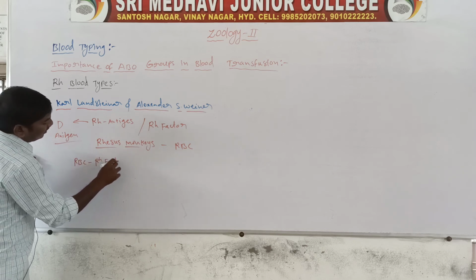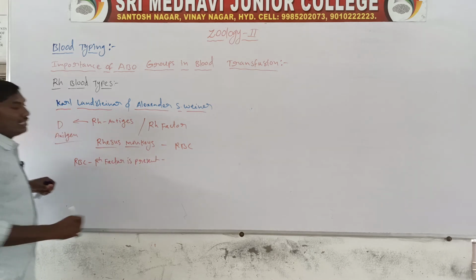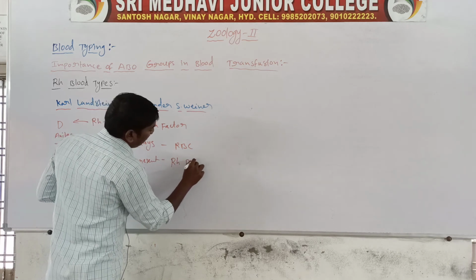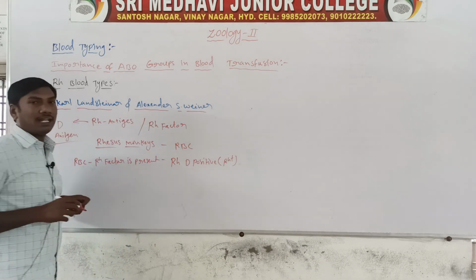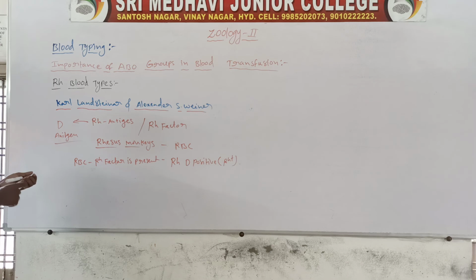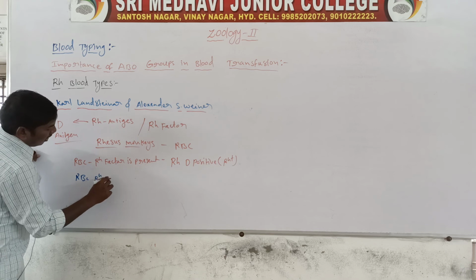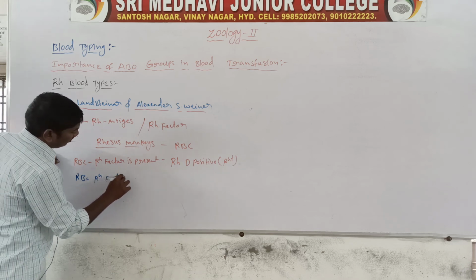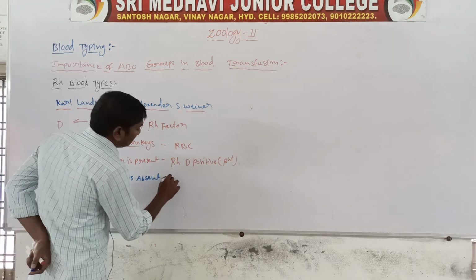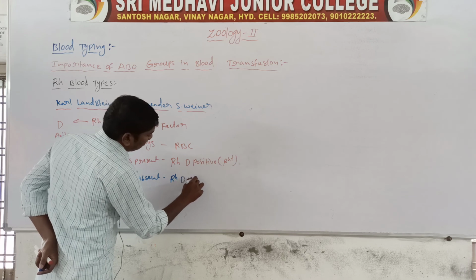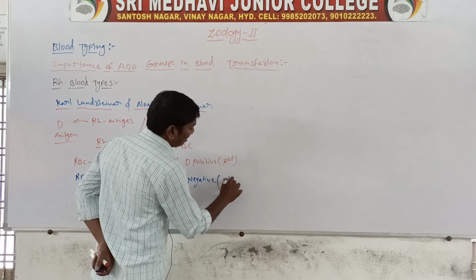If the RH factor is present in the RBC, that blood group is called RH positive. Next one, if the RH factor is absent in the RBC, that blood group is called RH negative.